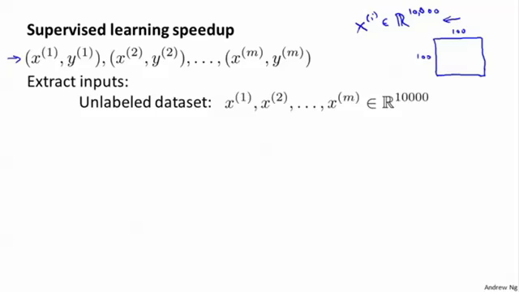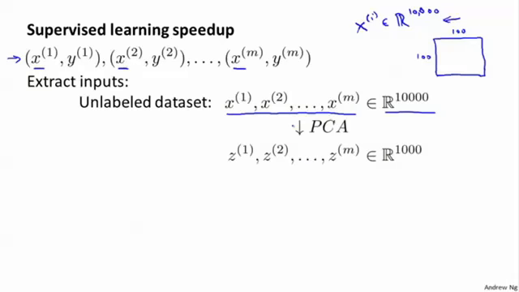We're going to first take our labeled training set and extract just the inputs. So we're just going to extract the x's and temporarily put aside the y's. So this will now give us an unlabeled training set, x1 through xm, which are maybe 10,000 dimensional examples that we have. Then we're going to apply PCA, and this will give me a reduced dimension representation of the data. So instead of 10,000 dimensional feature vectors, I now have maybe 1,000 dimensional feature vectors. So that's like a 10x savings.